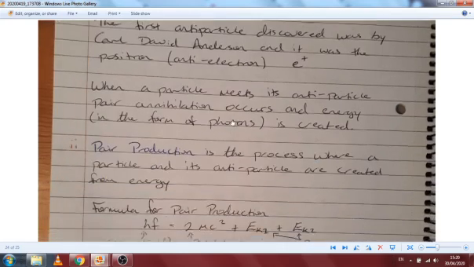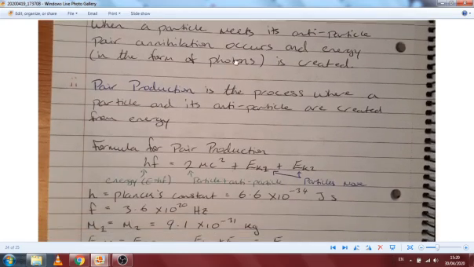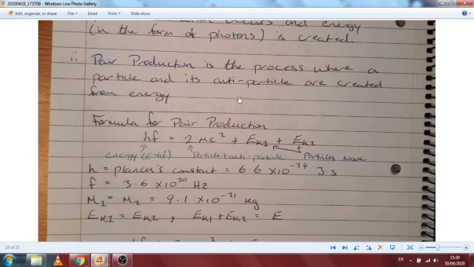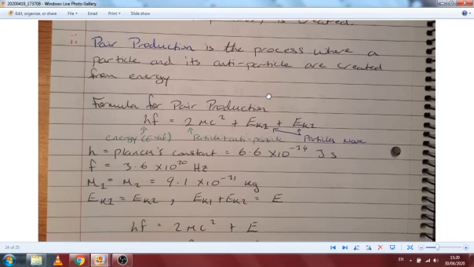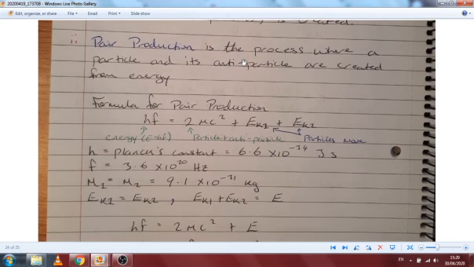The next question then says, what is meant by pair production? So pair production is a process where a particle and its antiparticle are created from energy. So pair annihilation is where they meet and give out light, and pair production is where they are made from energy, which would typically be photons of light energy. The question then tells us a photon of frequency 3.6 by 10 to the 20 Hz causes pair production. They ask us to calculate the kinetic energy of one of the particles produced, each of which has a rest mass of 9.1 by 10 to the minus 31 kilograms.